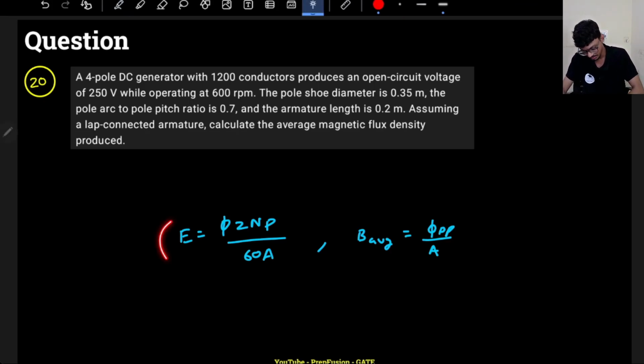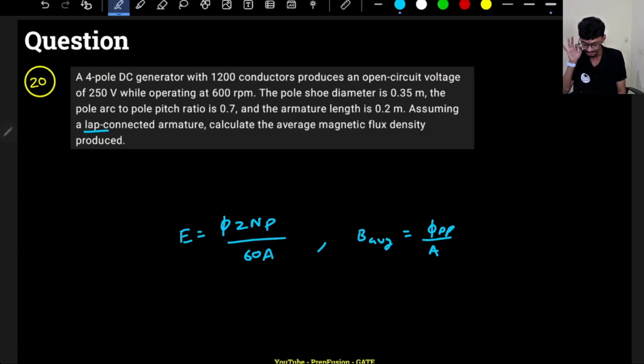So I know the open circuit voltage, I know the speed, I know the number of poles. Do I know whether it is lap or wave winding? As they have not mentioned, I will assume it to be lap winding, because actually they should have mentioned it. Yeah, sorry, it is mentioned that it is lap connected. So P and A will be cancelled out. Z also they have given me. So that's why you should always write the data.